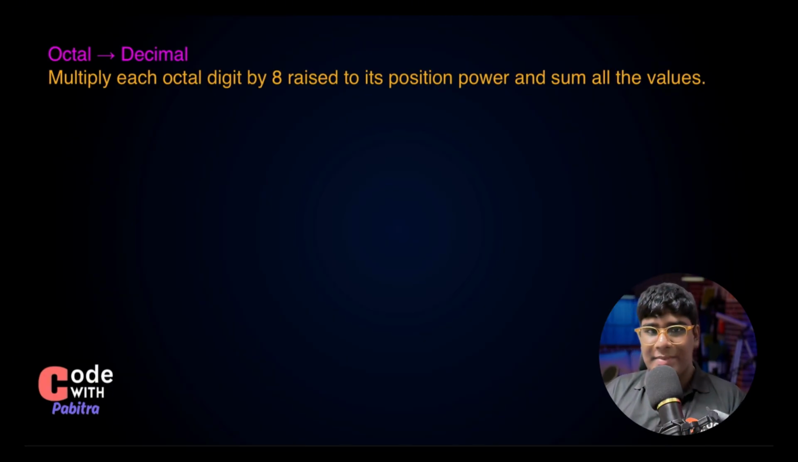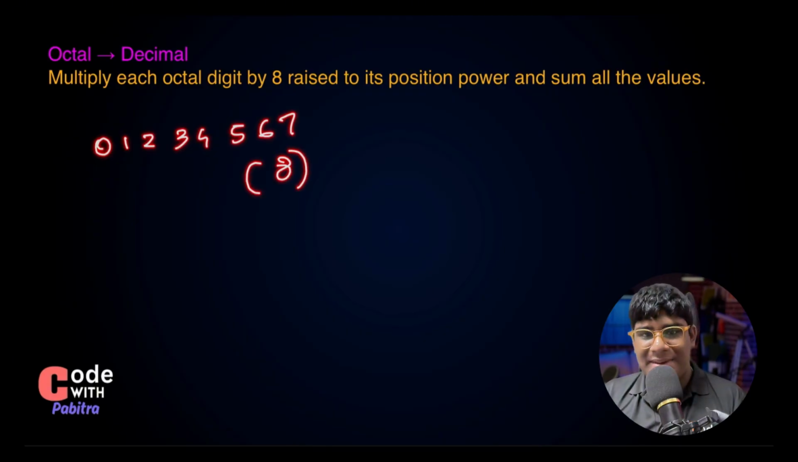So what is octal number system? The octal number system uses digits such as 0, 1, 2, 3, 4, 5, 6, and 7. And these all are base 8 number system.